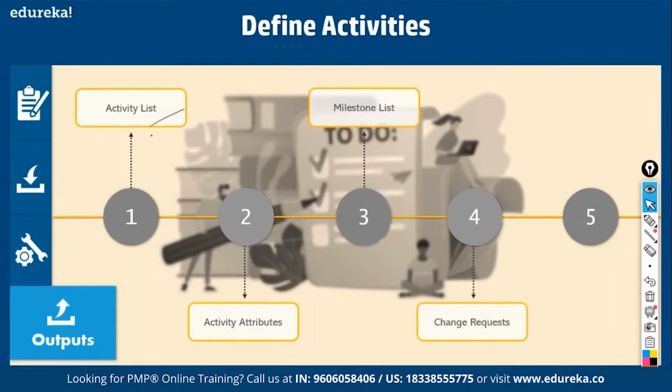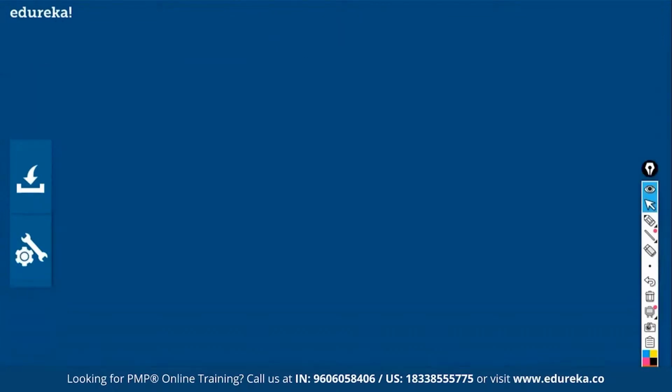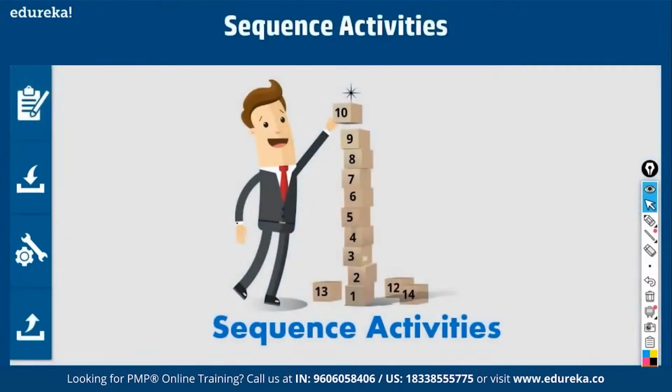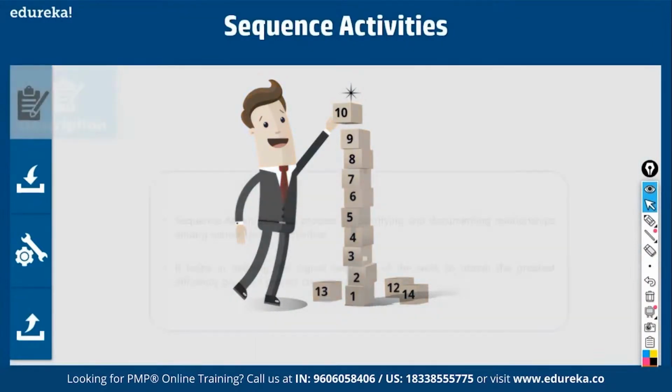Then what else? Change requests. So when you do the decomposition, you may make some changes to the plans and the plans get updated. That is what is called define activities. The next one is sequence activities. So what do you do here? You create network diagrams. Okay, that is what I told you, isn't it?